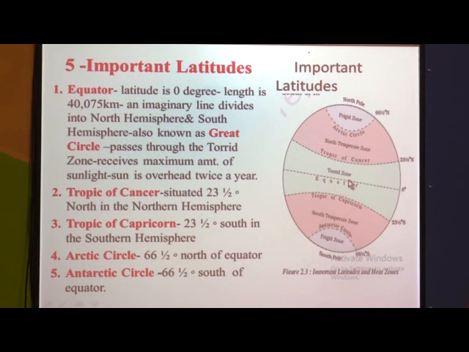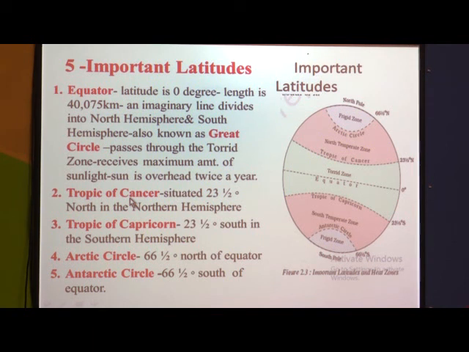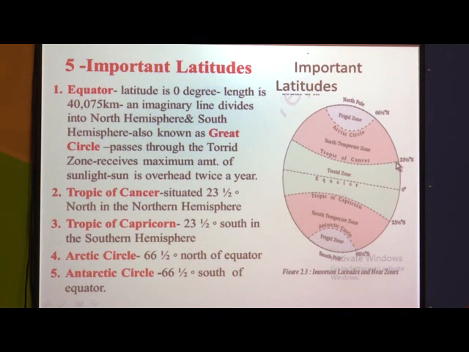Then the second important latitude is Tropic of Cancer. It looks like this, children, it is here. Tropic of Cancer is situated at 23.5 degree north in the northern hemisphere. Again, the third important latitude is Tropic of Capricorn. This Tropic of Capricorn is located at 23.5 degree south in the southern hemisphere.